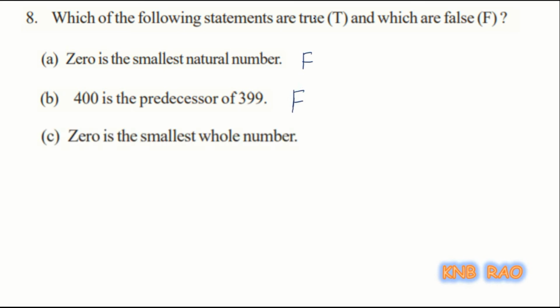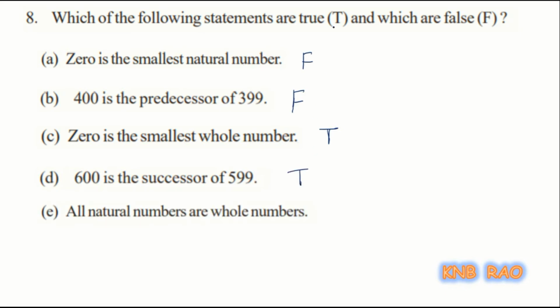Next, third one. 0 is the smallest whole number. Yes, 0 is the smallest whole number. So it is true. Fourth one. 600 is the successor of 599. Obviously it is one more than 599. So it is true. Fifth one. All natural numbers are whole numbers. Yes, the whole number set includes natural numbers. So all natural numbers are part of the whole numbers. It is true. Coming to the sixth one.